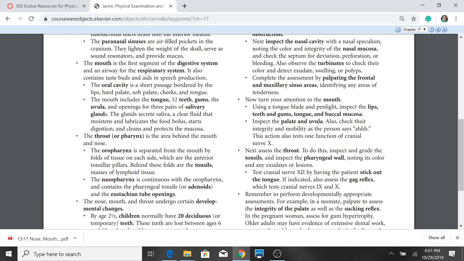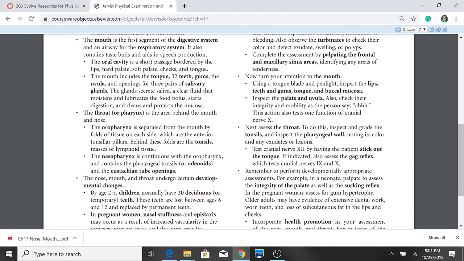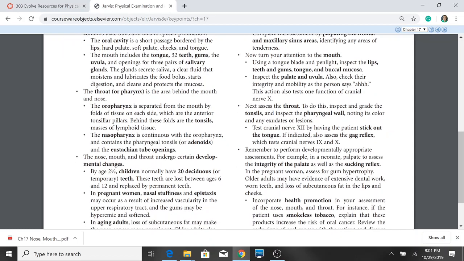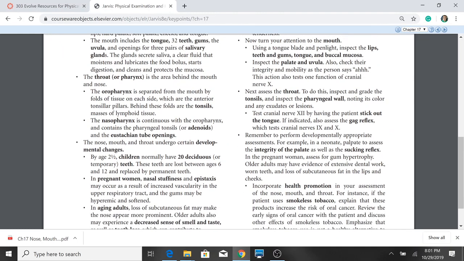The oral cavity is a short passage bordered by the lips, hard palate, soft palate, cheeks, and tongue. The mouth includes the tongue, 32 teeth, gums, the uvula, and openings of the 3 pairs of salivary glands. The glands secrete saliva, a clear fluid that moistens and lubricates the food bolus, starts digestion, and cleans and protects the mucosa.